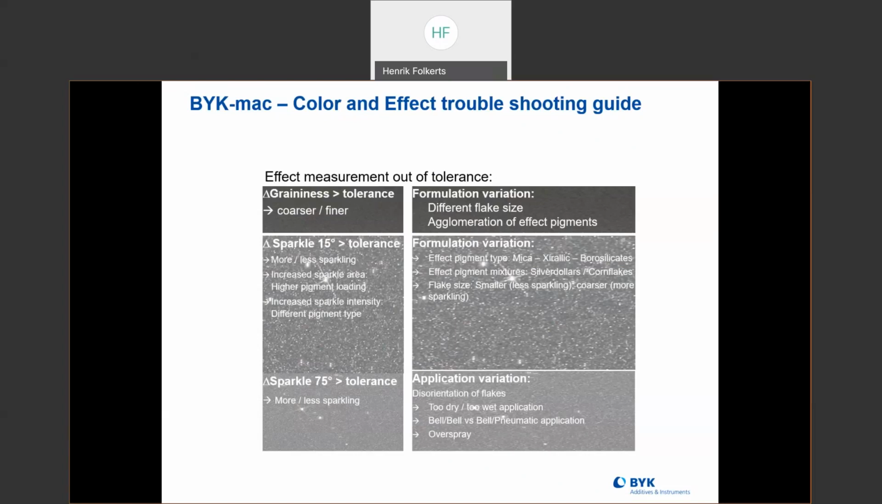If it's increasing in sparkle area, that tends to say it's a higher pigment load. So look for the mixtures or the ratios of your pigments that are in your particular sample. And if you have increased sparkle intensity, then that tends to say, look at the size of the pigments that you have in there. If we see more sparkling at the 75-degree angle, that tends to tell us that there's some type of orientation issue going on. So then we want to look at the application.